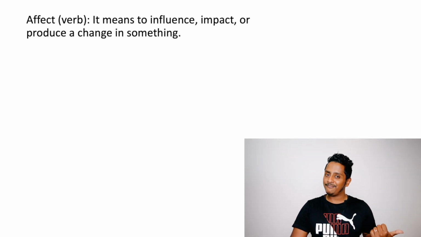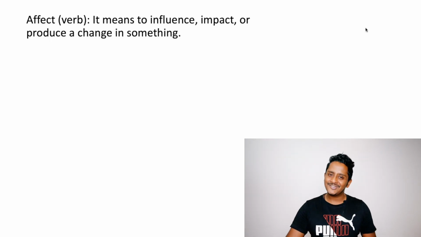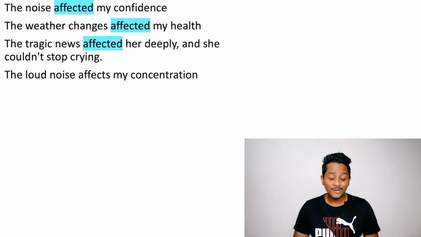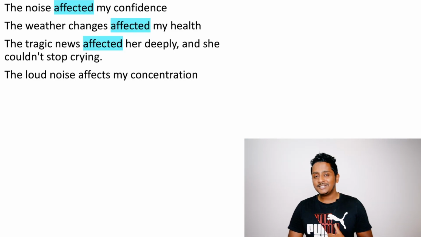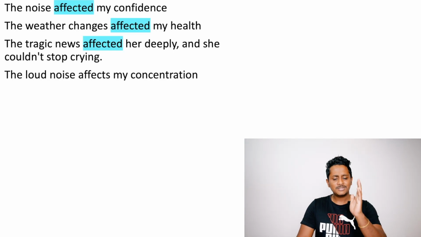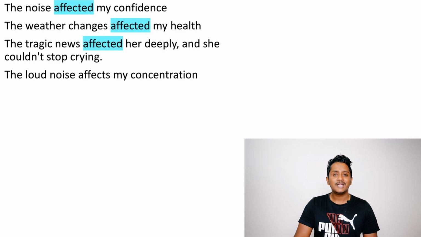The previous one, effect, is the doer. He is doing the action, this is the action. Hope you are getting it. The noise affected my confidence, not effected. The weather changes affected my health. This is all the verb form. The tragic news affected her deeply. The loud noise affects my concentration.